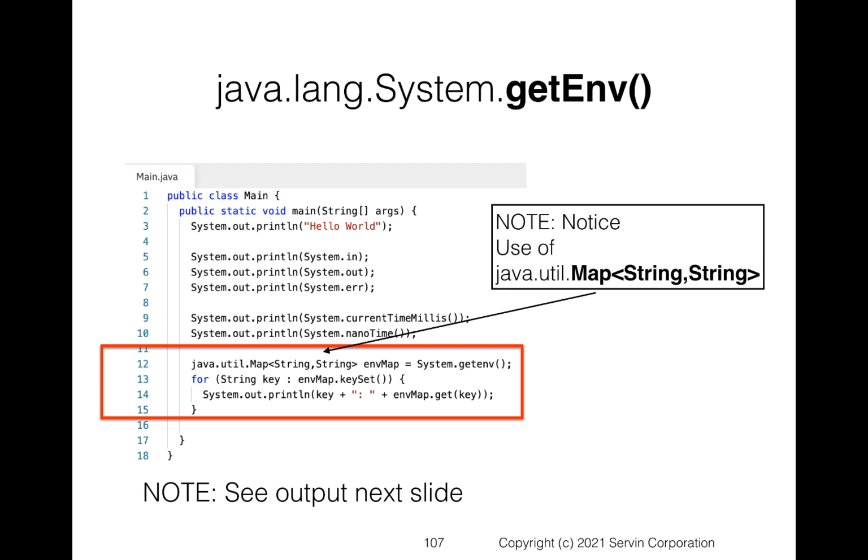But what we do at line number 13, we use a for loop, and we say, go to this environment map and return to us a key set. This key set data structure gives us a set of all the keys that are inside of this map. And we can use that in this for loop to, at line 14, using each key in turn, use the get method on the environment map, and it returns the value for the key. In other words, we'll be displaying the key and the value for every single environment variable we have.